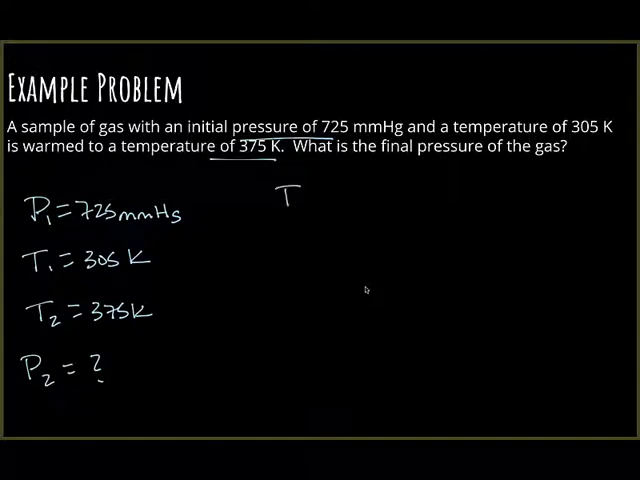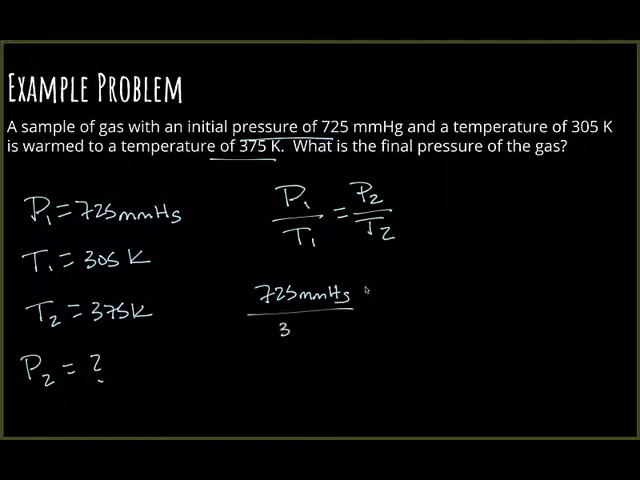So the relationship between pressure and temperature is P1 over T1 equals P2 over T2. Sub in my variables: 725 millimeters of mercury divided by 305 Kelvin. P2 is what I'm solving for. T2, again already in Kelvin, 375 Kelvin. Do your algebra, solve for P2, 3 sig figs, so it ends up at 891 millimeters of mercury.